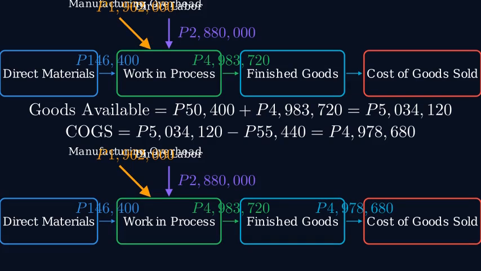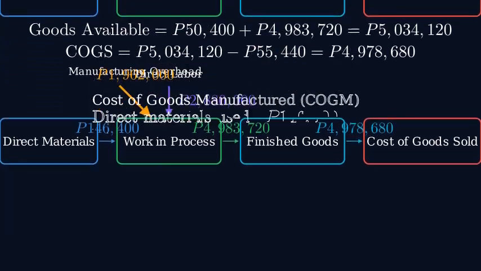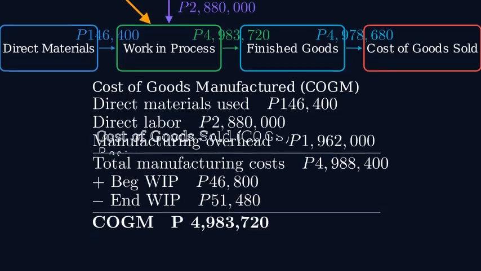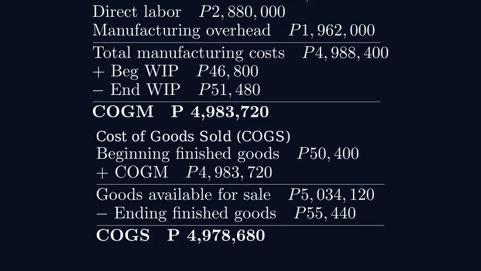Let us summarize the two statements clearly: cost of goods manufactured statement and cost of goods sold statement. Final answers. Cost of goods manufactured equals 4,983,720 pesos. Cost of goods sold equals 4,978,680 pesos.